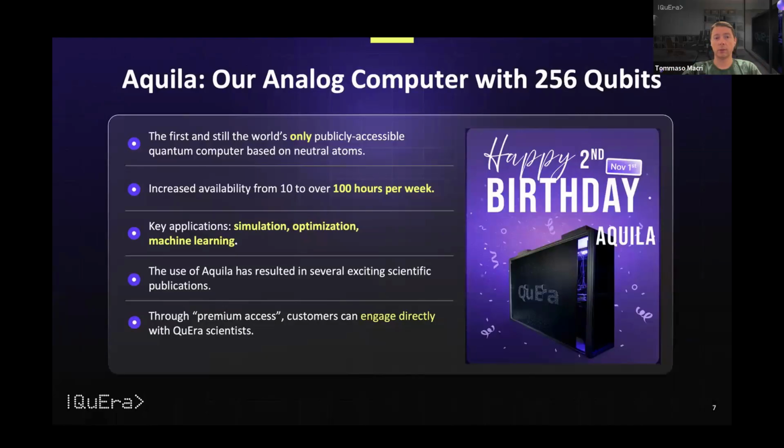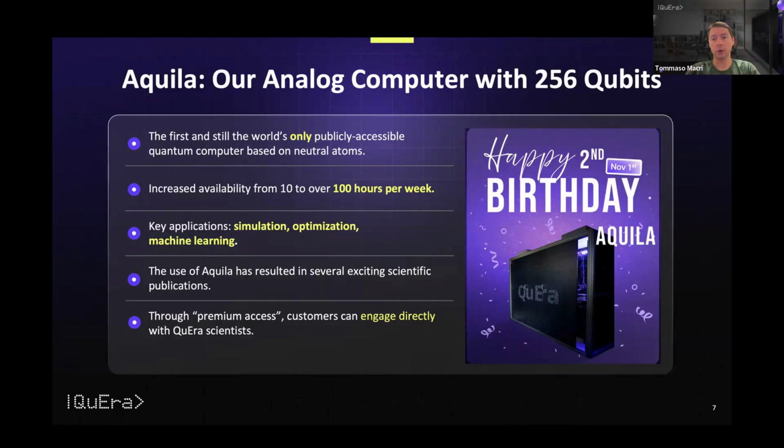The first generation of our quantum computers is called Aquila. It's a 256-qubit machine, still the world's largest quantum computer available on a public cloud in terms of number of qubits. Over the past 2.5 years, we increased the availability window from hours per week to more than 100 hours, allowing researchers and customers all over the world, including India, to access essentially the system almost in real time.